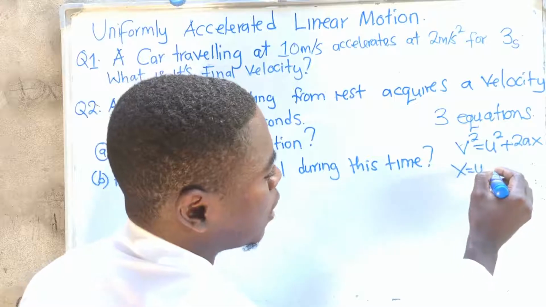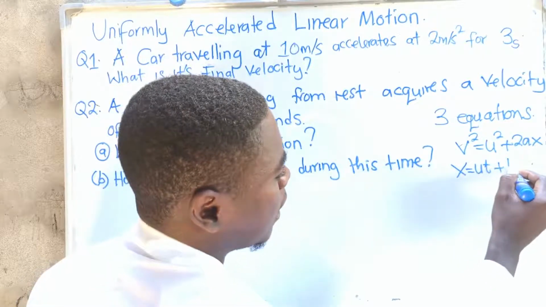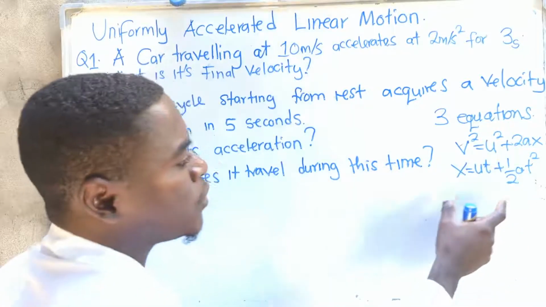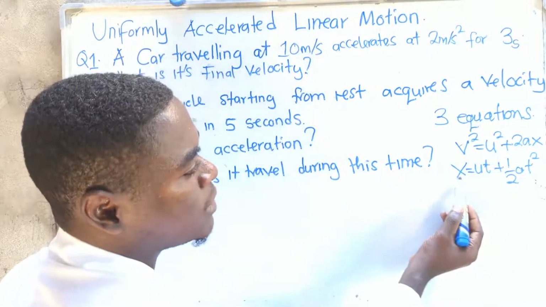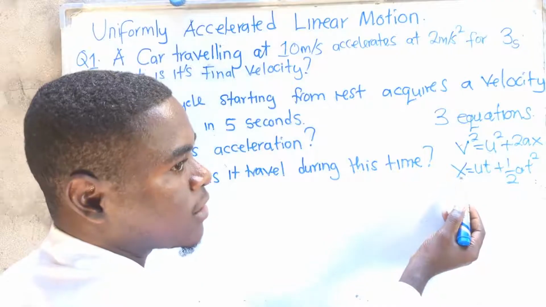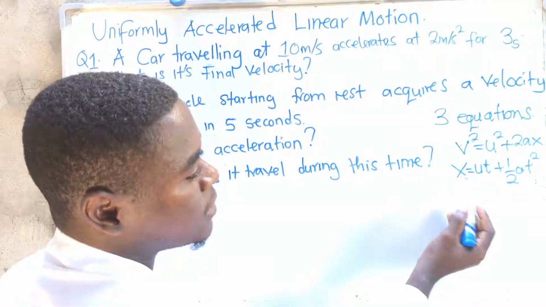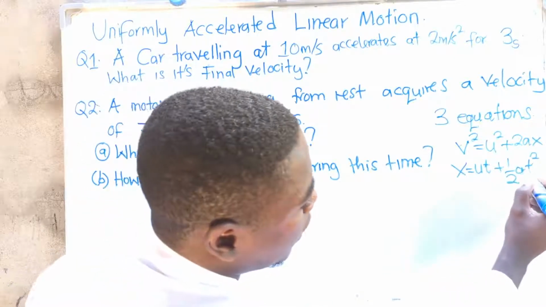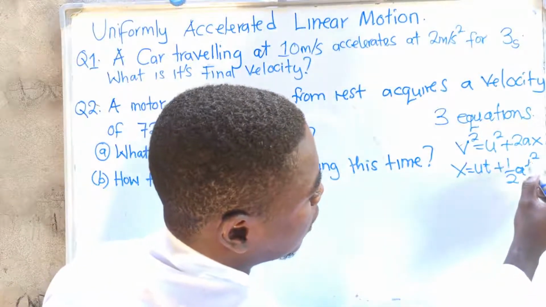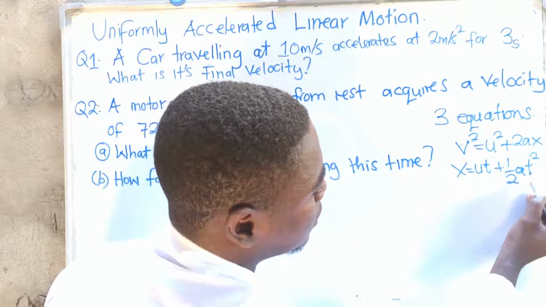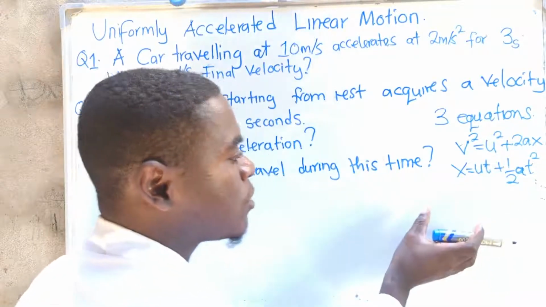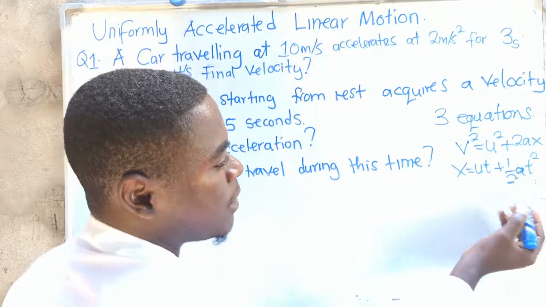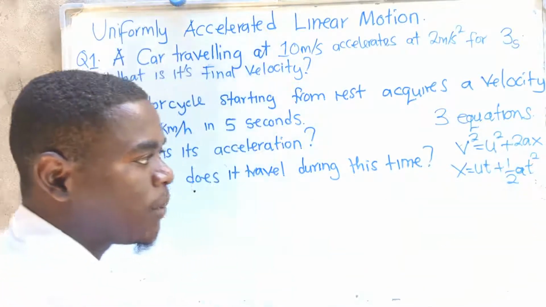Distance is equal to ut plus half at squared. You can use this formula to calculate distance. X here is distance. This is your initial velocity. This is time. The a there is acceleration. Then we've got the t squared, this is time. So you are able to calculate distance when you are given initial velocity, time, and acceleration.